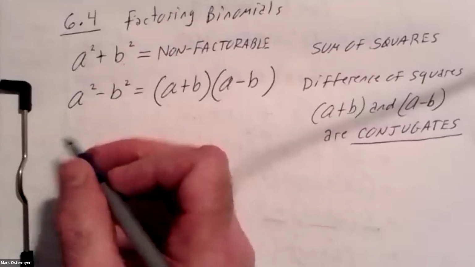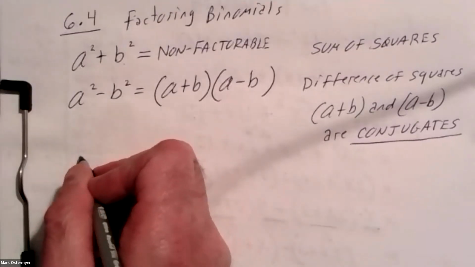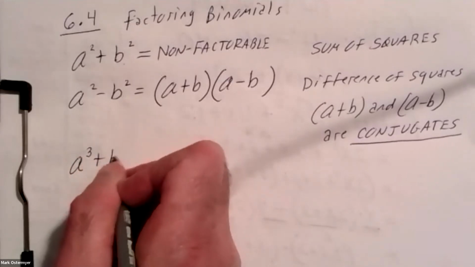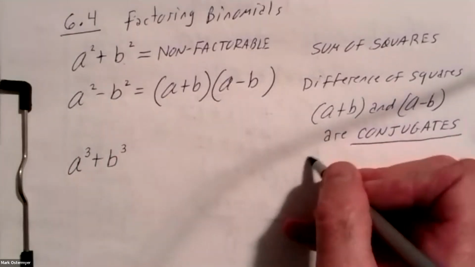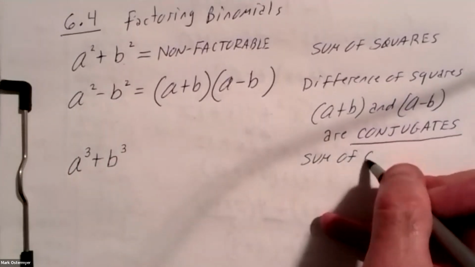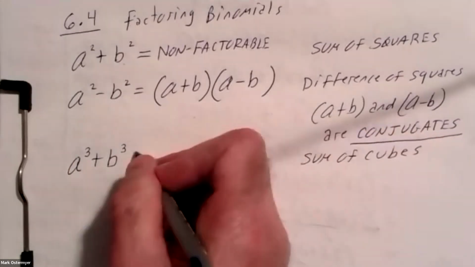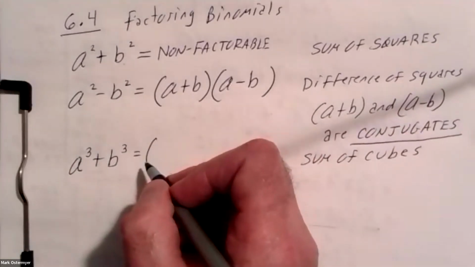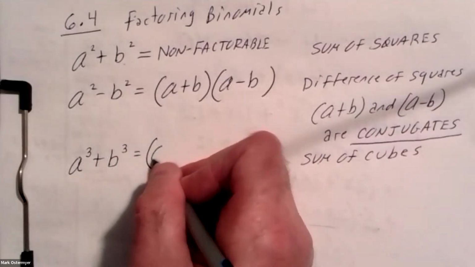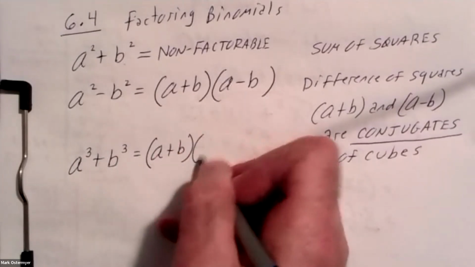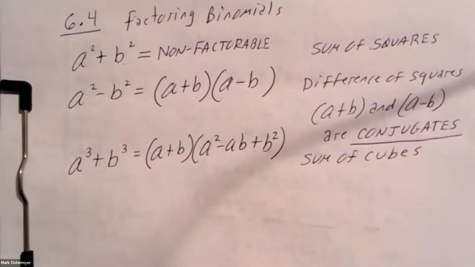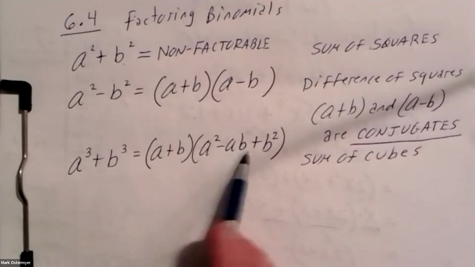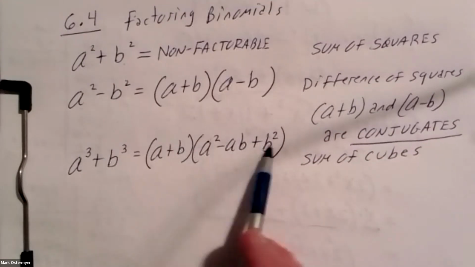Then later on, we run into the sum and difference of cubes. This represents the sum of 2 cubes, 2 perfect cubes. So this is a sum of cubes. And the sum of cubes does factor. It factors into the product of a binomial and a trinomial. Specifically, it factors into a plus b times a squared minus ab plus b squared. That's how a sum of cubes would factor into the product of a binomial and a trinomial.